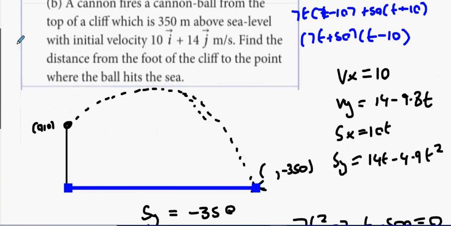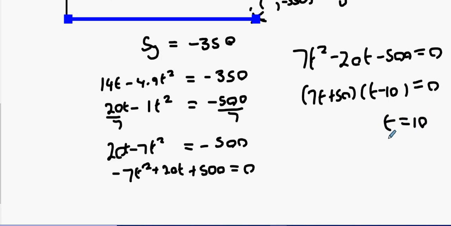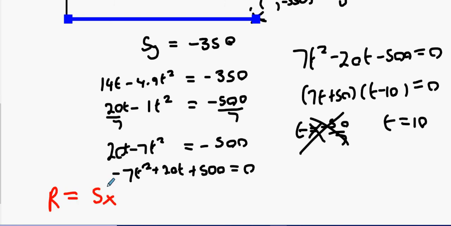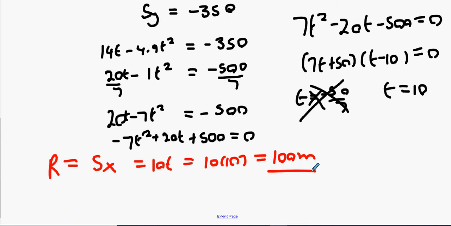So it's 7t plus 50, t minus 10. And you get t equals 10. You can't have negative time, so t equals minus 50 over 7 is no good. So next thing you need to do is find the range. Range is an Sx value. Sx value is 10 multiplied by t. 10 times 10. And we get 100 meters. Happy days. Right, you're on question 9.